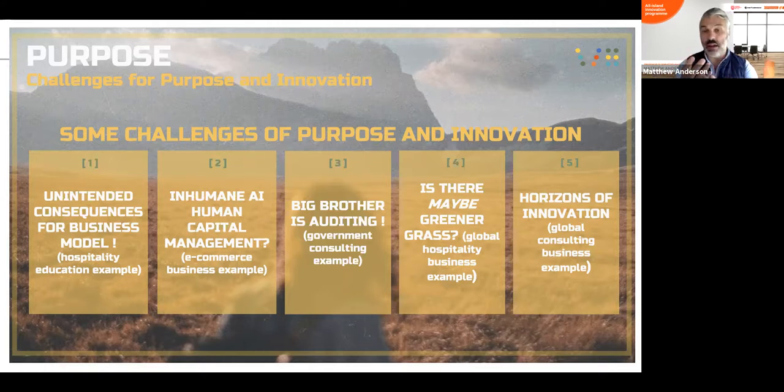And the key thing there was, how do you judge good innovation? You judge it by revenue. I think that's very limited. I think that you can't afford nowadays to just think that innovation is purely about a business model thing. It's about other things as well. Yes, it's about revenue, but it's certainly about other things. Okay, a couple other examples. Is there maybe greener grass?